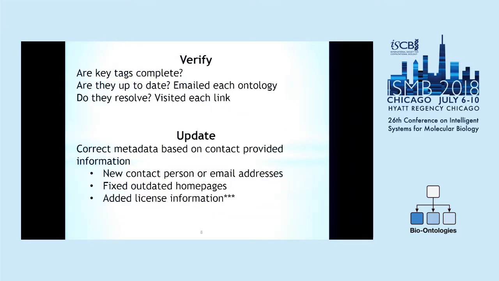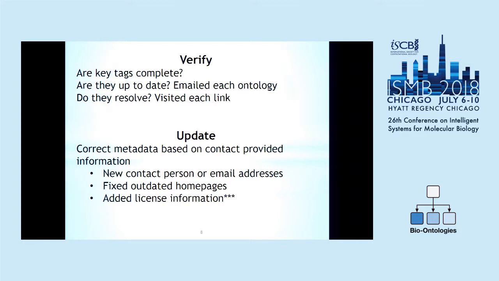So what we did was verify: does each ontology have those metadata tags, do they have something for them, and is it up to date? So was it email? Did that email work? It was a link to a homepage or a license URL. Did it resolve? We visited each link, and then we updated the data that's in the registry based on the information provided back to us.